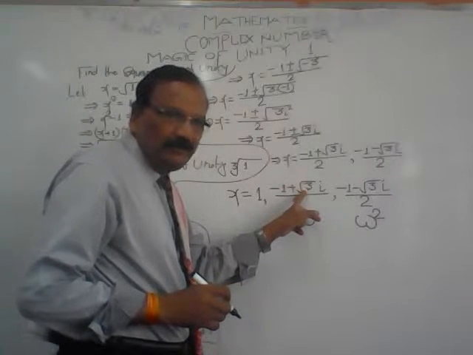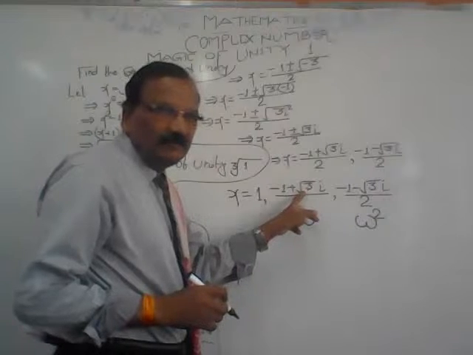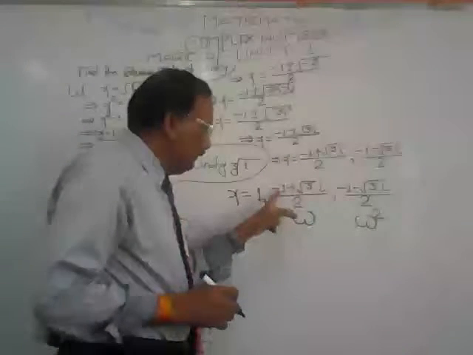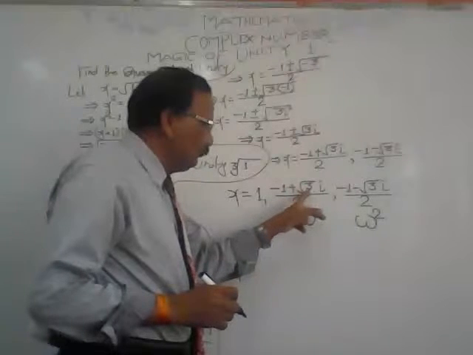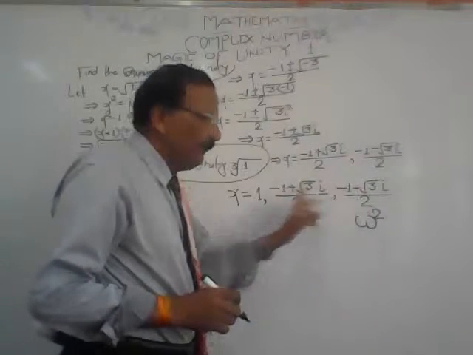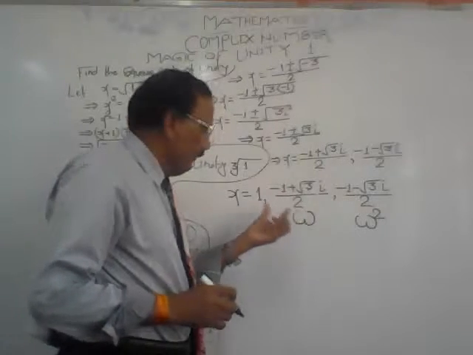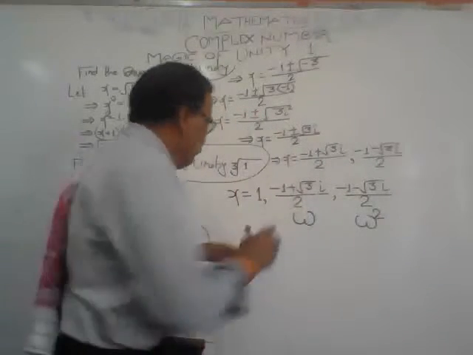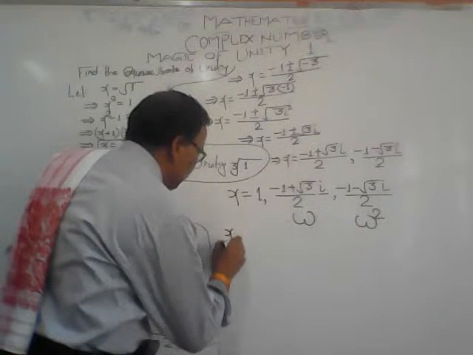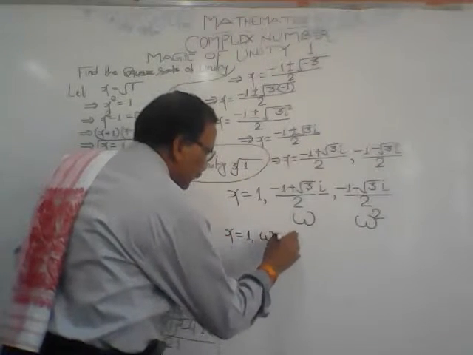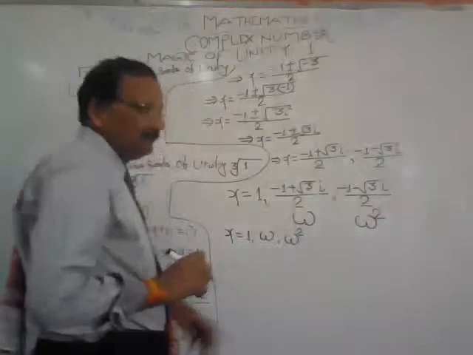What is a complex number? z is equal to x plus iy, where x is real and y is imaginary. Here minus 1 is real and root 3 i is imaginary. Same idea, real and imaginary. So this is denoted by omega, this is omega squared. So the three cube roots of unity are 1, omega and omega squared.